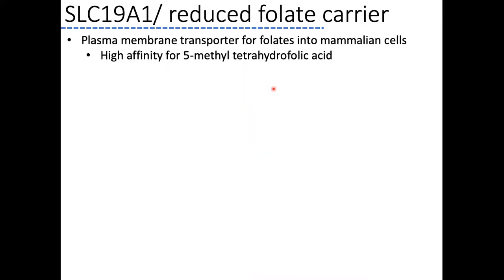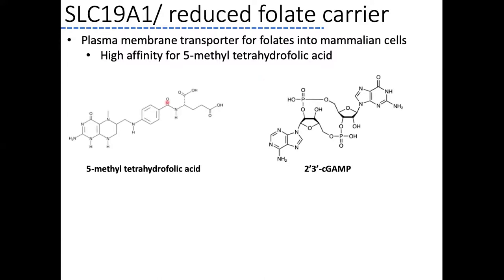First, a little bit more about SLC19A1. It's also known as the reduced folate carrier, and it's a plasma membrane transporter for folate, but mainly reduced folates, into mammalian cells. It has a very high affinity for the reduced folate called 5-methyltetrahydrofolic acid, which is the main circulating folate in the bloodstream. Comparing 5-methyltetrahydrofolic acid to cGAMP, I don't really see any obvious similarity. They're both small molecules and have some rings, but nothing really obvious.